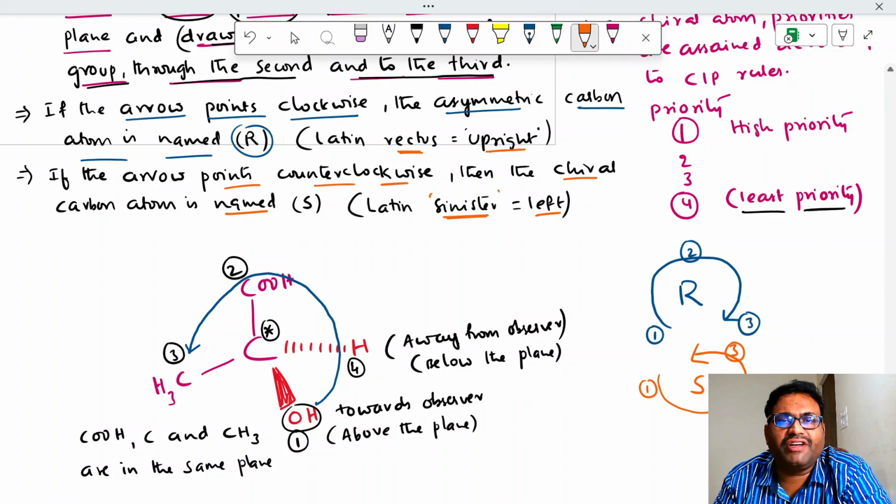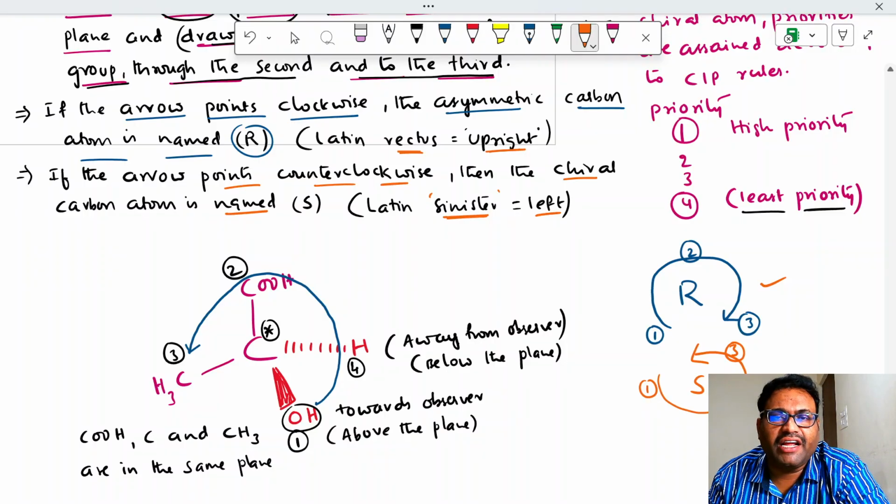So if you find a clockwise arrow when moving from the first priority group to the third priority group, this is all when the least priority group is away from the observer. If you find it is clockwise, then you name it R. Which one? Chiral carbon. For chiral carbon, we name this R and S nomenclature. If you find it anti-clockwise, then you name it S. Understood? Let us move to the next.